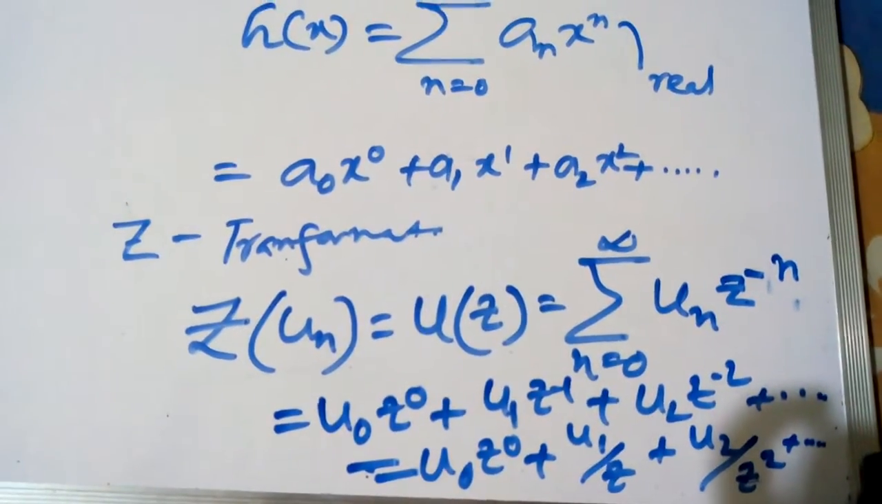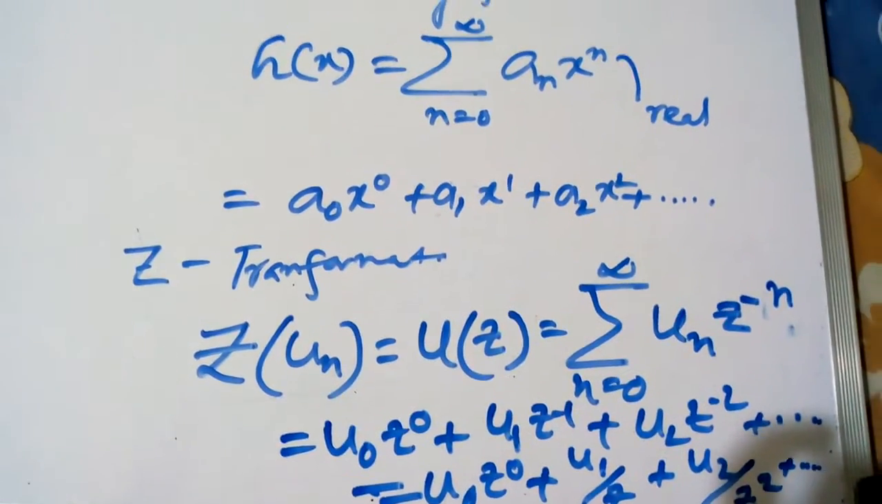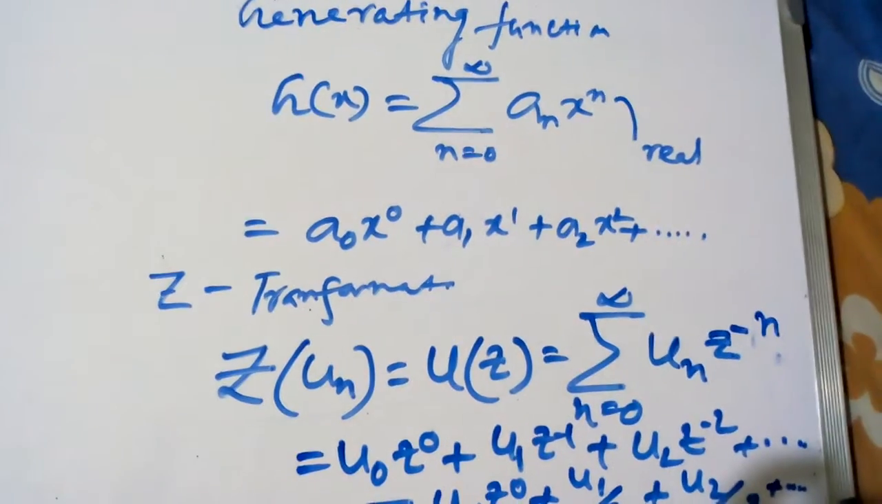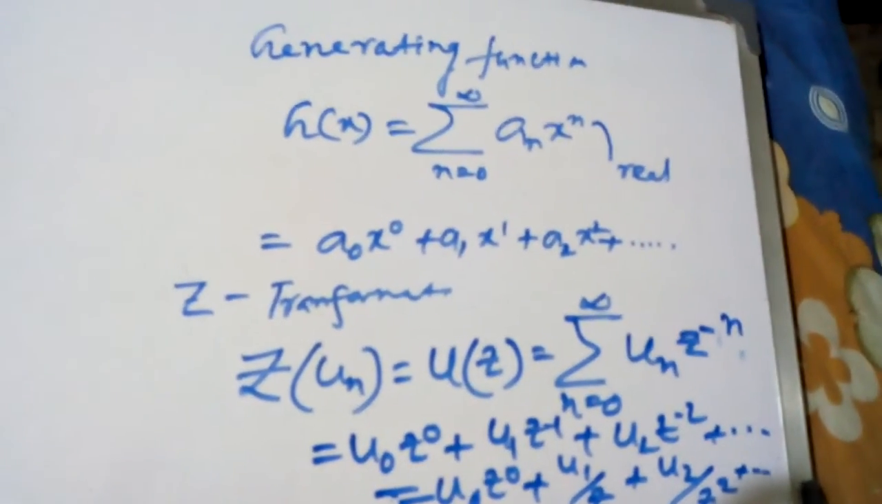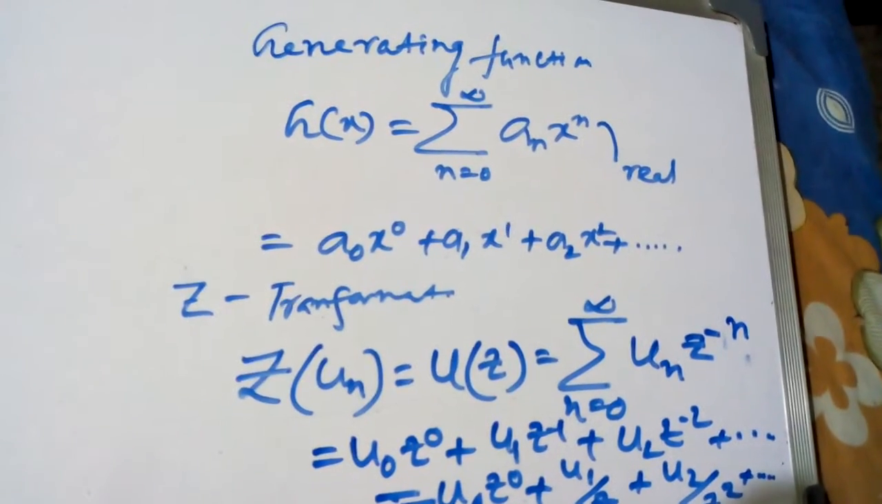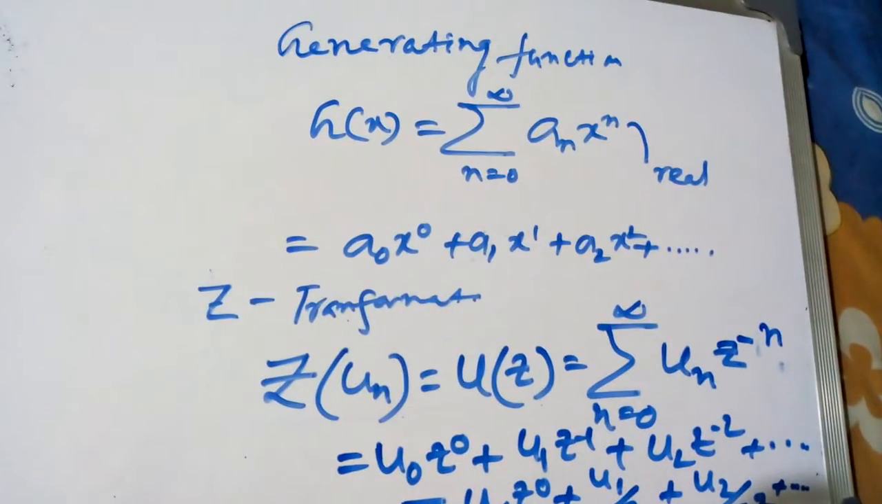In the next class, we'll learn some standard results and properties of Z transformation, with the first right shifting property, left shifting property, damping theorem and initial value theorem. Clear?